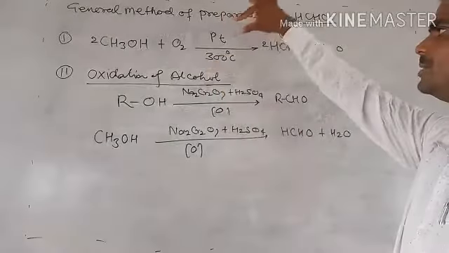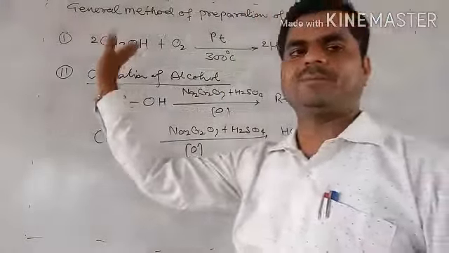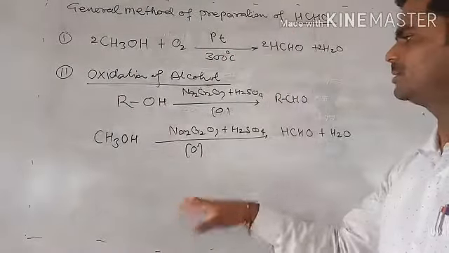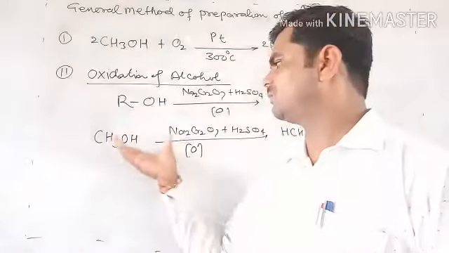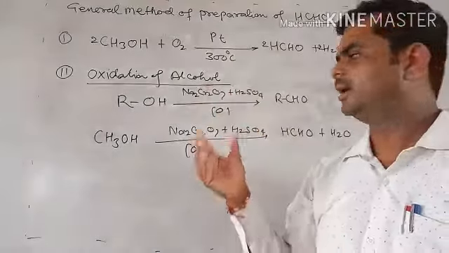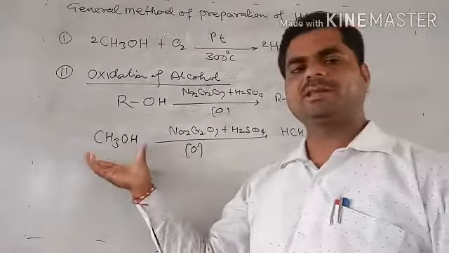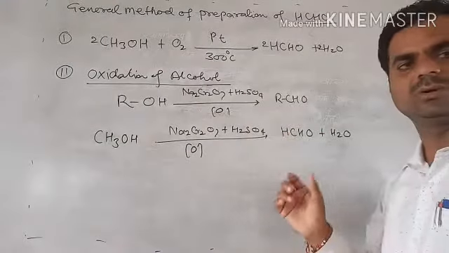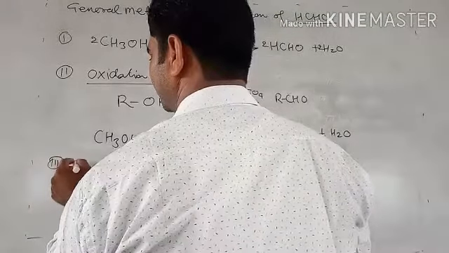Okay, students, so there are two reactions, and both are responsible for the formation of formaldehyde. In the first reaction, in the presence of a platinum catalyst at 300 degrees Celsius, the vapor of methyl alcohol reacts with O2 to form formaldehyde. In the second reaction, there is oxidation of methyl alcohol, or oxidation of alcohol, in the presence of acidic sodium dichromate, and the alcohol is oxidized into aldehyde. It means methyl alcohol is oxidized into formaldehyde. Okay, students, now the third reaction, by using dehydrogenation.